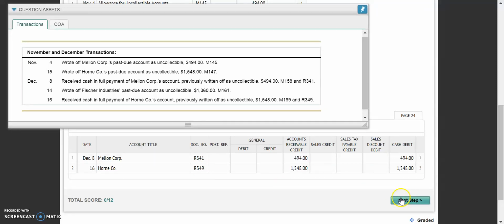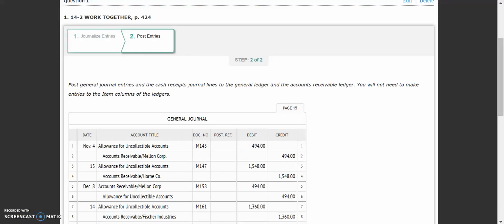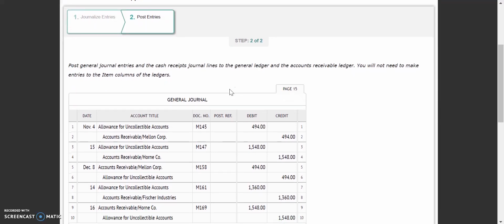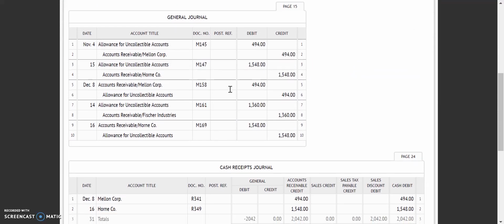So we'll head over there. Okay, so in step 2, what we're going to do is post our general journal entries and our cash receipt journal lines to the general ledger and the accounts receivable ledger. And we will not have to make any entries to the item columns of the ledgers, which, as I said, in Applia, you don't have to write written off and reopen. It's just a good idea that you know that that's what we would normally do. Applia chooses not to, but it's important to note that that would be something we would consider. So now we're down and we're ready to start posting.